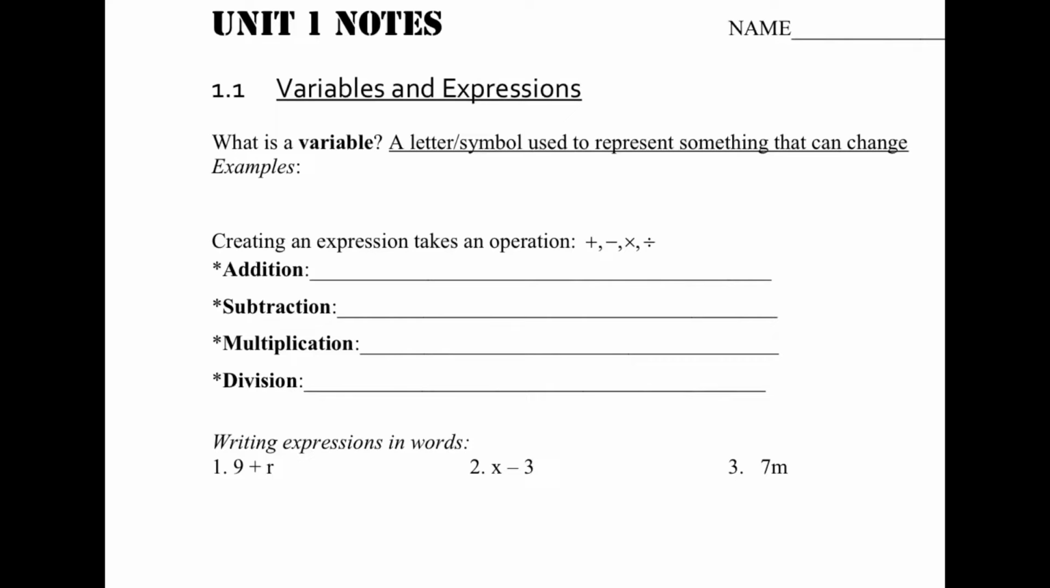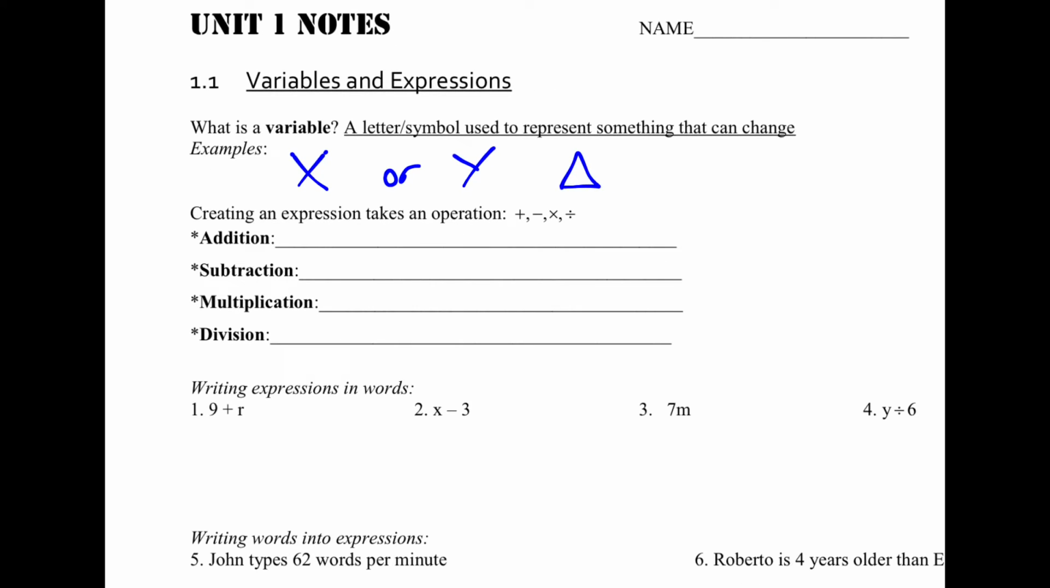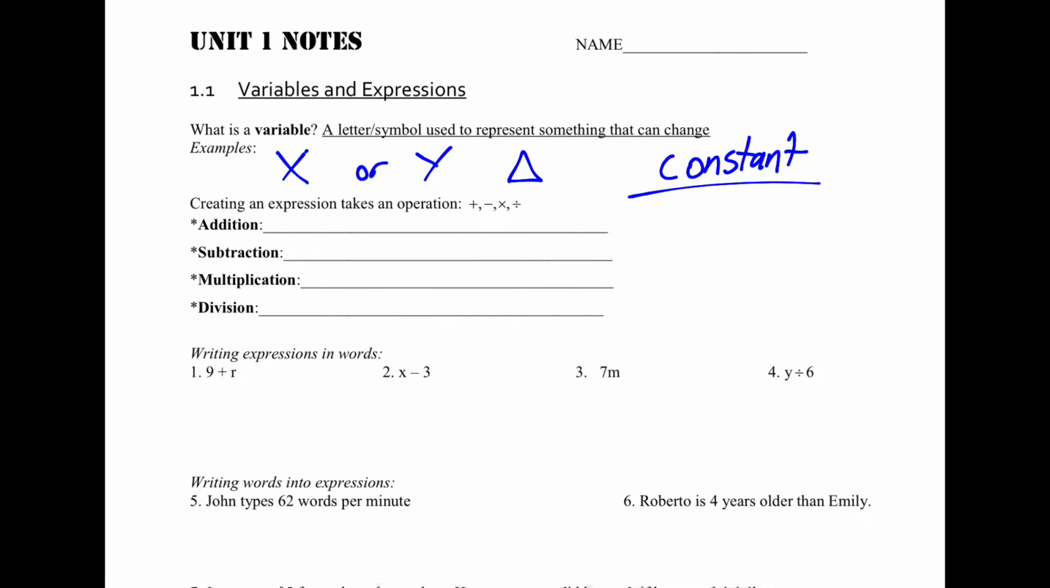Algebraic expressions are made up of variables and constants. A variable is a letter or a symbol used to represent something that can change, like x or y, or we could use a triangle. By contrast, a constant is something that never changes, like a number, like 7 is a constant, or 52. It's possible that variables might have different exponents, so x could be x to the third power. It could be y to the fifth power.